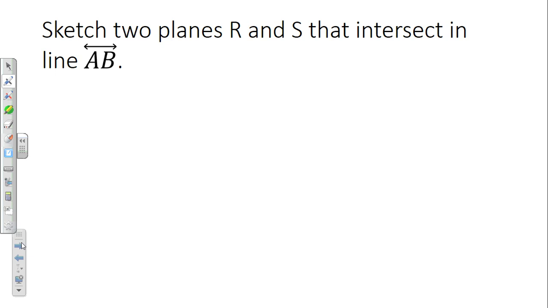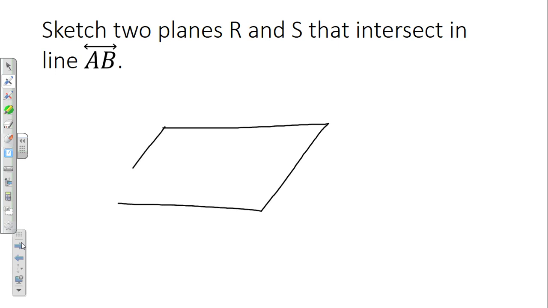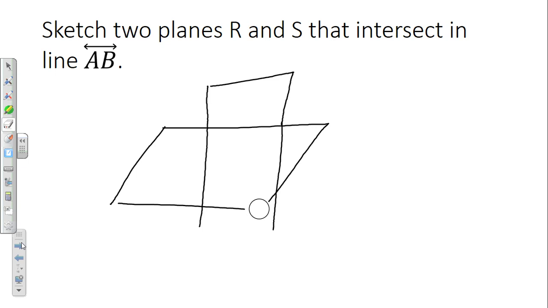Here's what the book would look like. Okay, if the book is doing this, we want to have a plane like we're used to having, right? A rhombus, or actually more like a parallelogram. And then we would have another one coming in here like so. And what they typically do is they will, I should have drawn that bigger. Should have drawn that more like this.